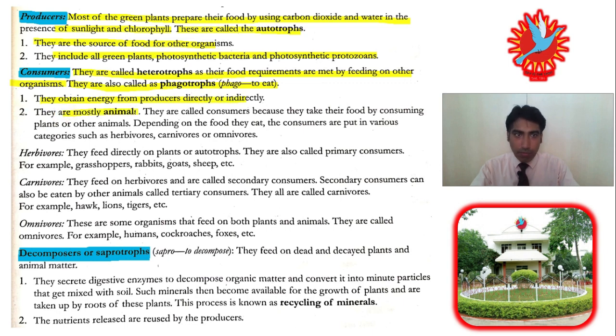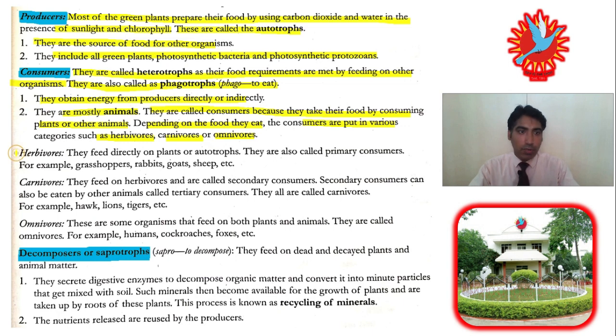They are mostly animals. They are called the consumers because they take their food by consuming plants or other animals. Depending on the food they eat, the consumers are put into various categories such as herbivores, carnivores and omnivores. What are these? Let's discuss.